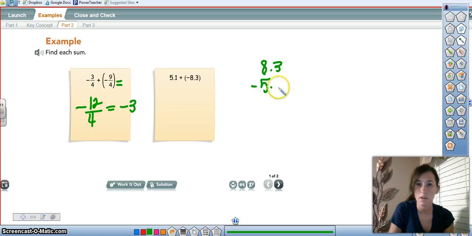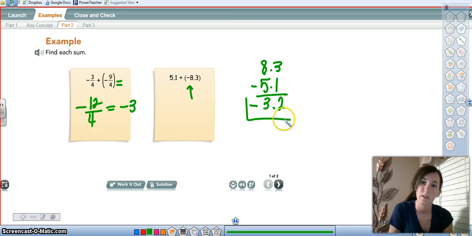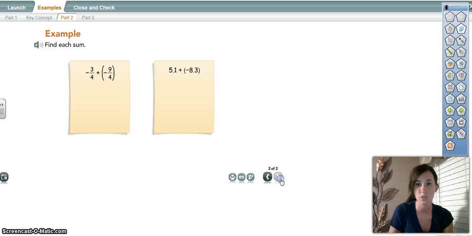Ugh, if I could write. And we keep the sign of the number that looks bigger, the one with greater absolute value or the one that is further from 0. So negative 3.2. Let's try some more.